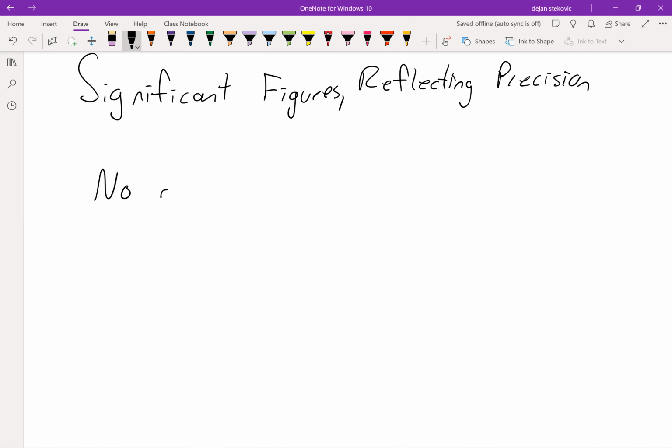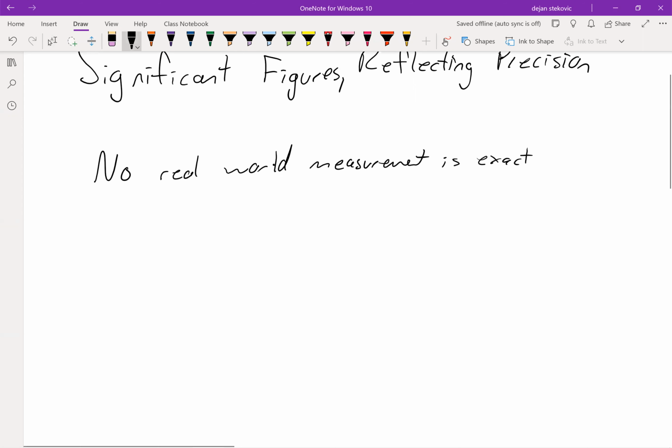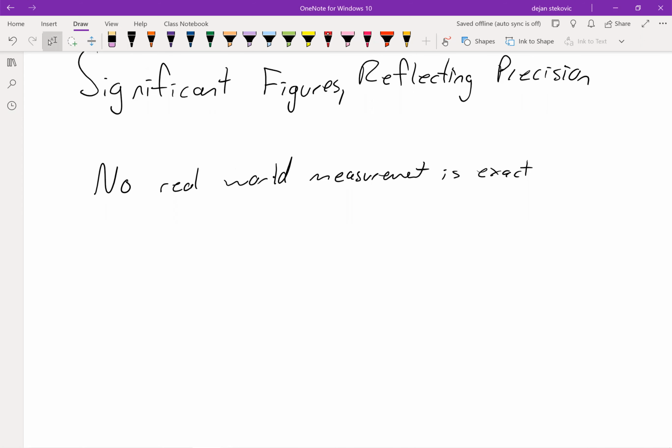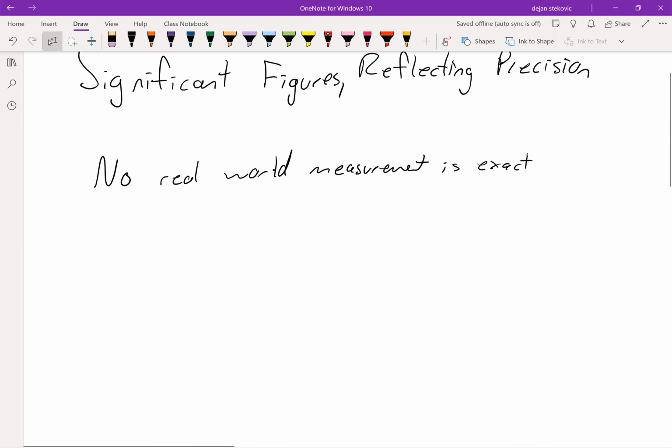So no real world measurement is exact. There's always going to be some error in it or some kind of guesswork essentially in it. And that depends mostly on the instrumentation that you have. If you have better tools, you can get a more precise answer. If you have cheaper tools that aren't as precise, you're not going to get as precise of an answer.